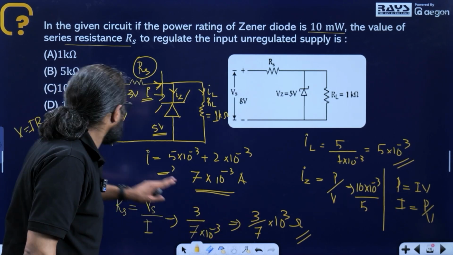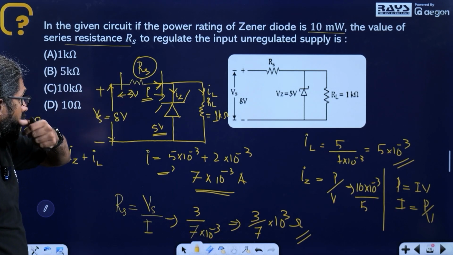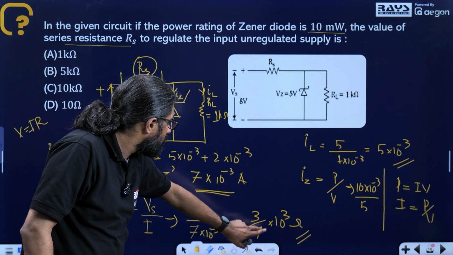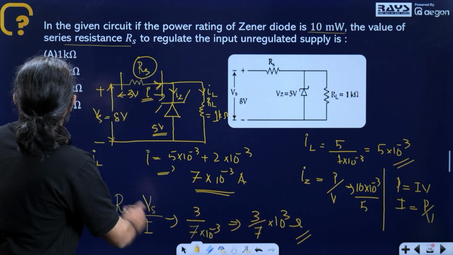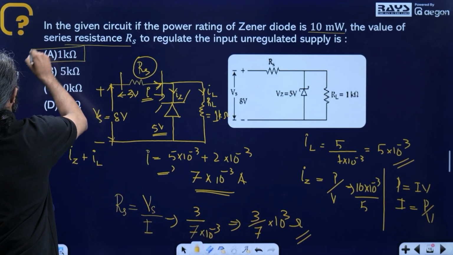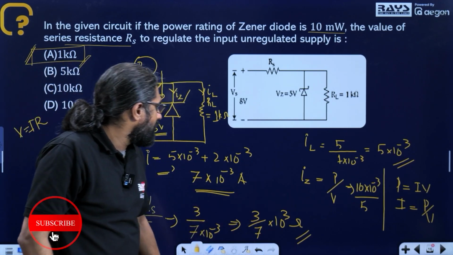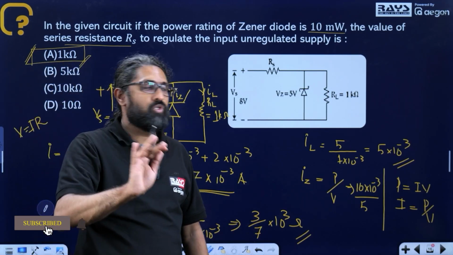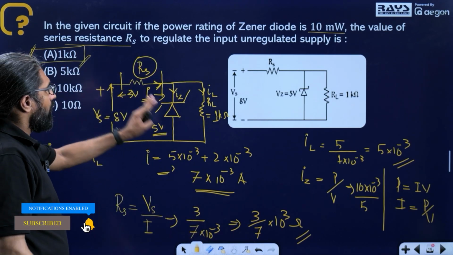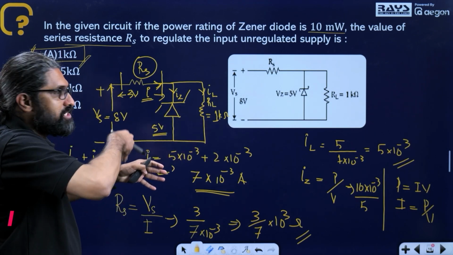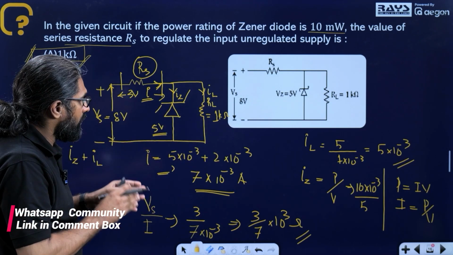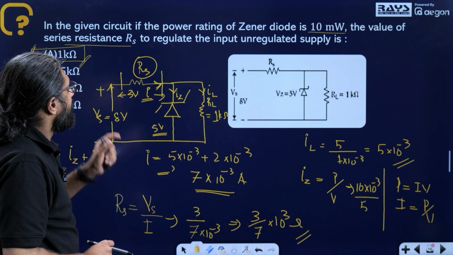We don't have an exact answer here. So what would be close to this figure is 1 kilo ohm. So I'll just go with it. Basically the answer is 3 by 7 into 10 raised to 3 ohms. That's how you solve it. It's a very simple question. You've got a lot of similar questions in different shifts in the session 1 series. So it's a very important concept.